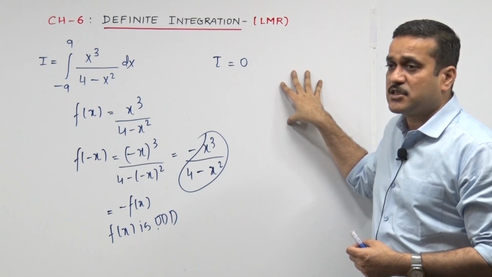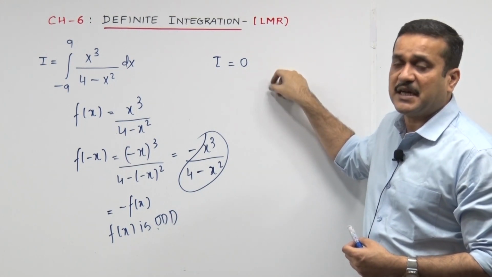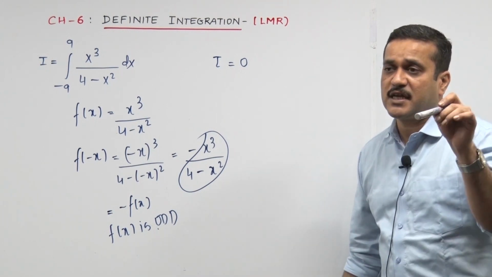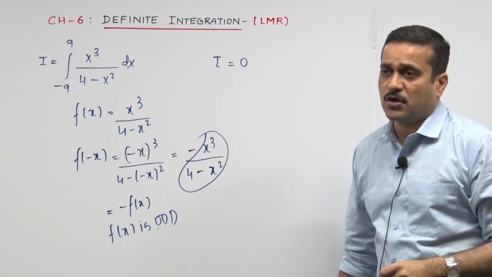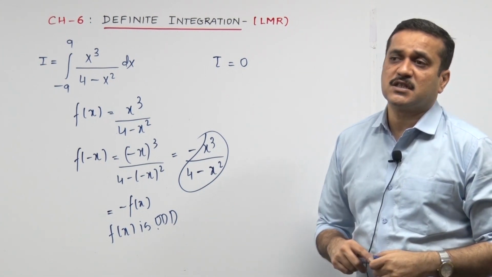So I would be mentioning the property 1 or 2 times before I close down the LMR session on this chapter 6. Integrate, I'll be writing over here using property 7. Integrate minus a to a f of x dot dx goes 0 if the function is odd. It becomes twice integrate 0 to a f of x dot dx if the function is even.